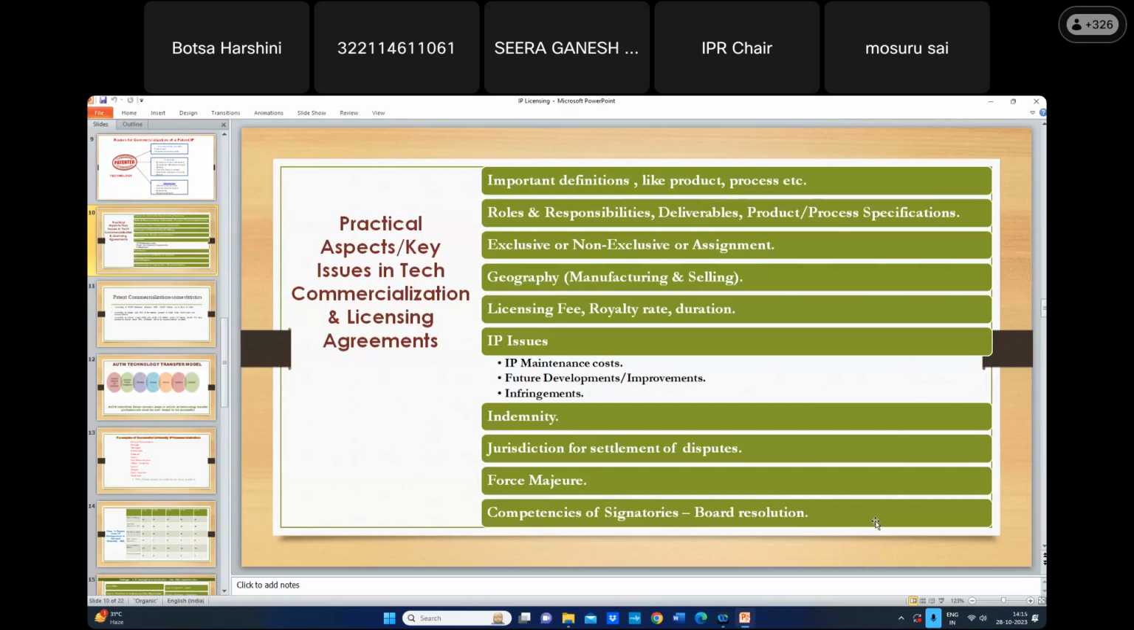Future developments and improvements. Say today you transfer the technology, but after a few years of research, you come out with a new product or a new development of the existing technology. Will the person who has taken the technology from you get the first opportunity to get these improvements or new developments, and does he have to pay extra money? All these things have to be mentioned in the agreement.